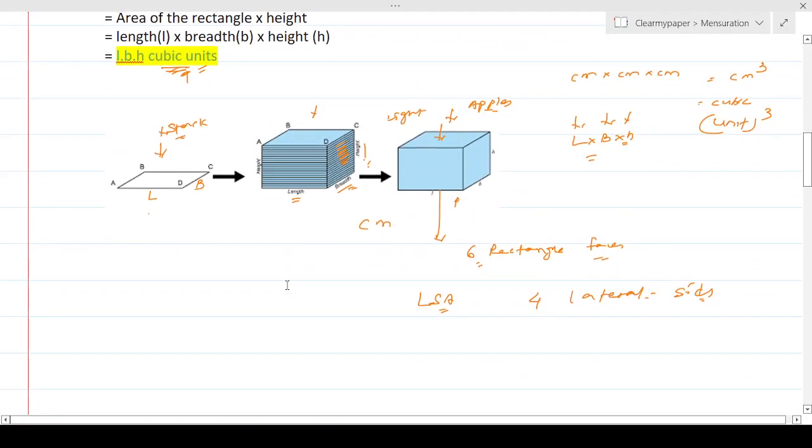Now let's check. We have covered the top and bottom, and we have covered the left and right side. Let's cover the front and the back. Front is what is facing you, this section.